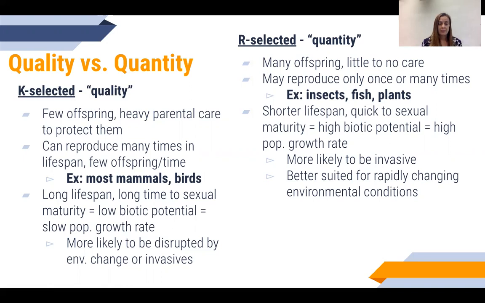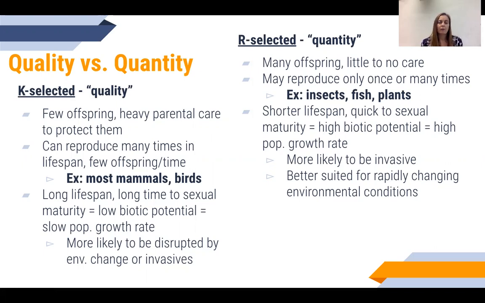The K-selected species have a long lifespan. It takes them a long time to reach sexual maturity. It's usually at least half of their lifespan. That means that they have a low, what we call biotic potential, meaning that their reproductive rate is very low. There's a very small number of offspring per individual. Because of that low biotic potential, they have a very slow population growth rate. And again, because of that low population growth rate, they are more likely to be disrupted by environmental change or by the introduction of an invasive species.